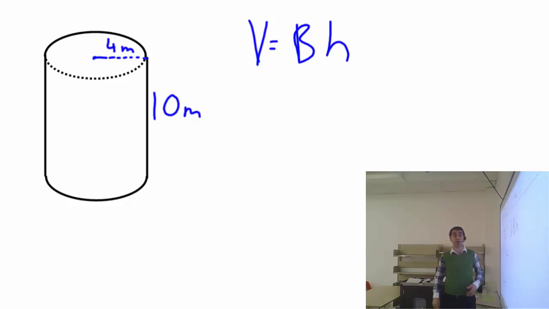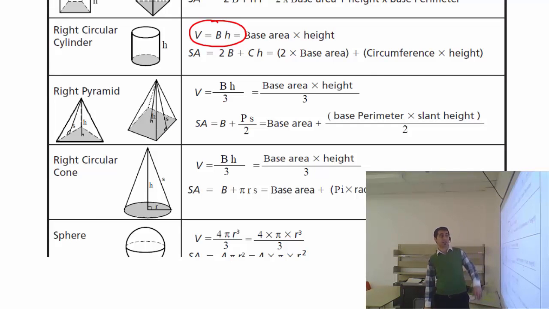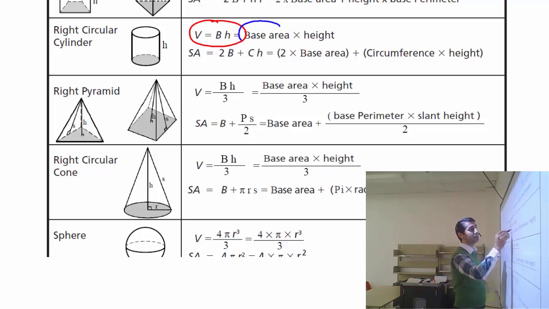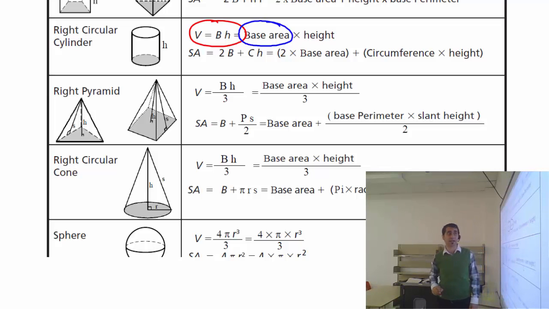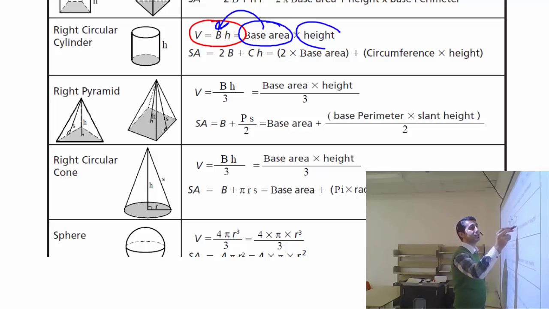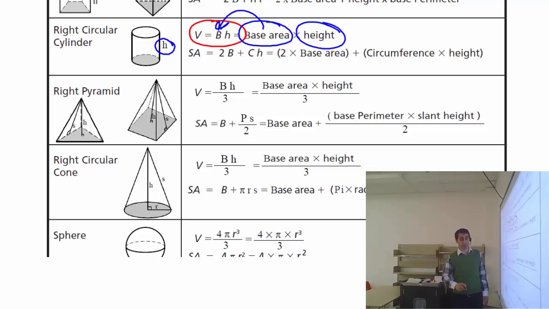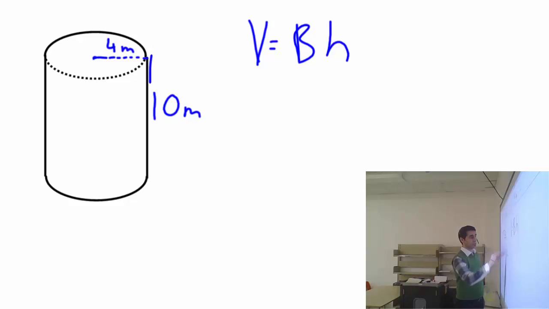BH. I don't know what B is, I don't know what H is. So you are supposed to have this explained on your study aid as well. And I can clearly see here that B is the base area and H is the height. I can clearly see in the picture that's the height. So going back to the question, this is the height, which is 10 meters.